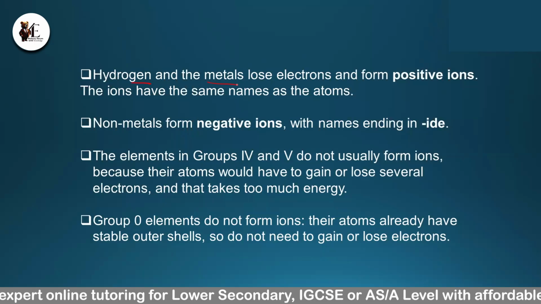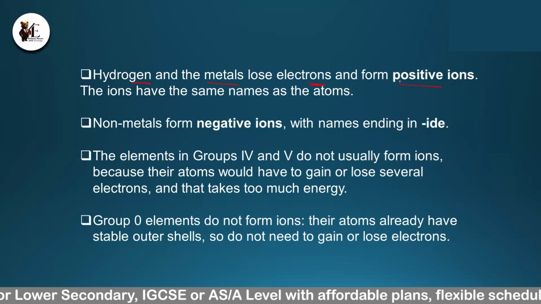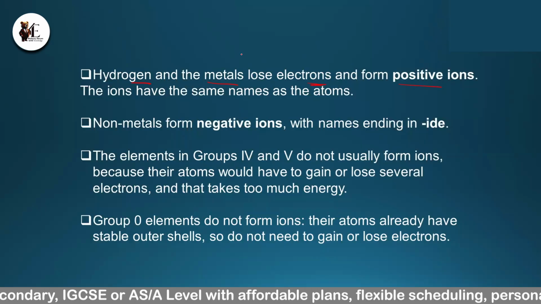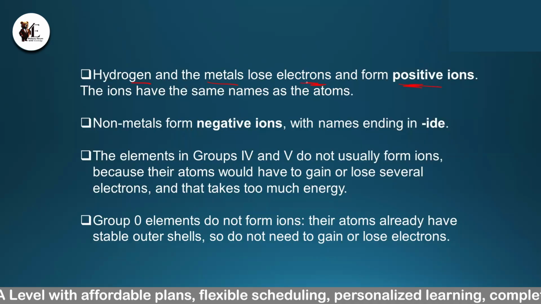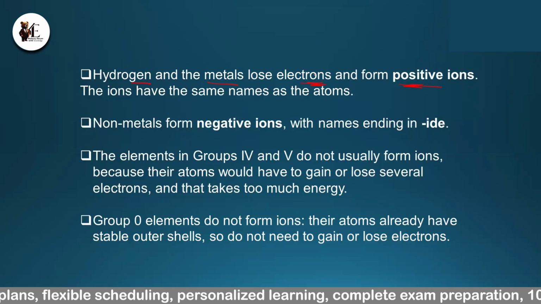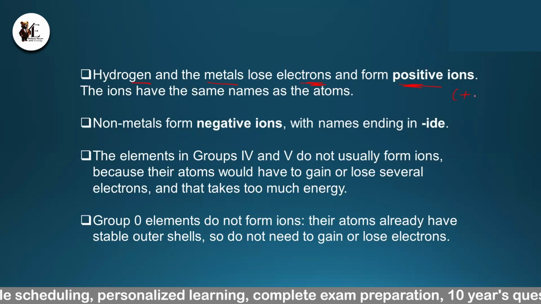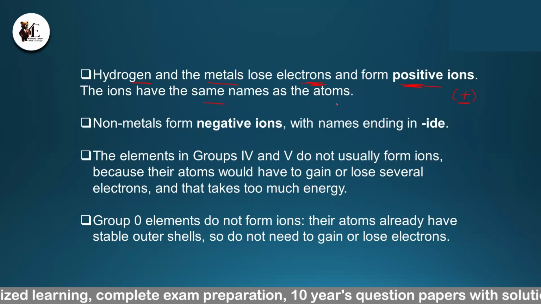Hydrogen and the metals lose electrons and form positive ions, right? When these elements lose electrons, they form positive ions because electrons are negatively charged. So when they lose electrons, they themselves become positively charged. So these ions have the same names as the atoms.